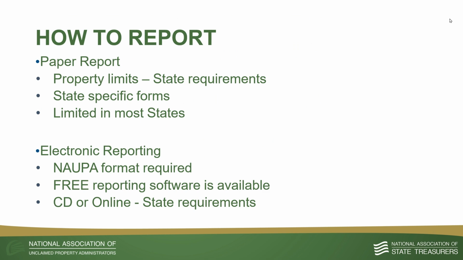Some states still take paper reports. With paper reports, there are limitations on how much property can be included. If you have 15 items or less, in some states, you can report on paper. However, if you have more than that, you need to report online. Paper reports are limited in most states. There are state-specific forms that you may find on each state's website.